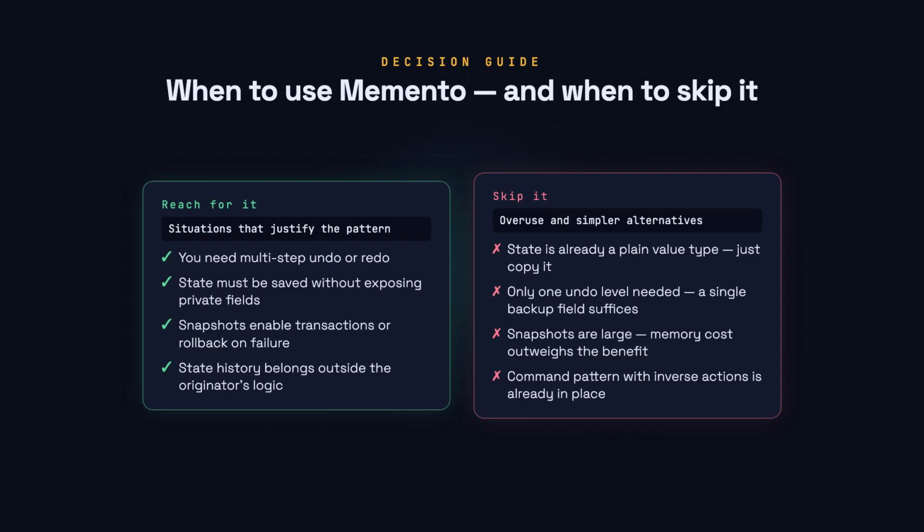Skip it when your state is already a simple value you can copy directly, when one backup field is enough, when snapshots would bloat memory, or when you already have a command pattern whose commands can reverse themselves. In that last case, you get undo for free, without storing any snapshots at all.